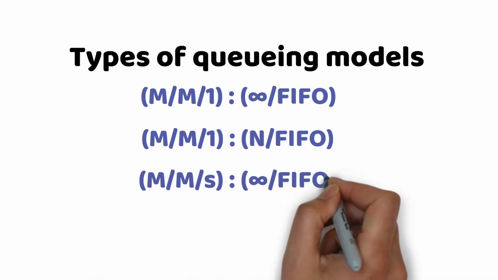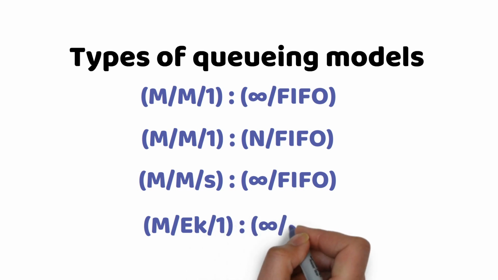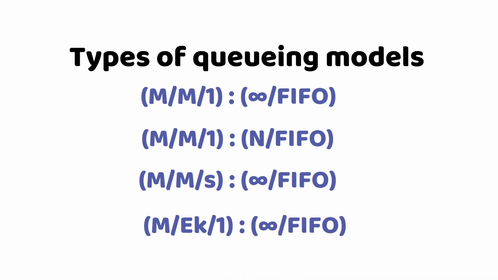M/M/S/infinity/FIFO. It means Poisson distribution for arrival, exponential distribution for service time, multiple servers, infinite capacity of the system, and service discipline is first in first out. M/Ek/1/infinity/FIFO. It means Poisson distribution for arrival, Erlang distribution for service time, one server, infinite capacity of the system, and service discipline is first in first out. This way, different combinations can be made to make different queuing models. Let us understand one queuing model in detail.